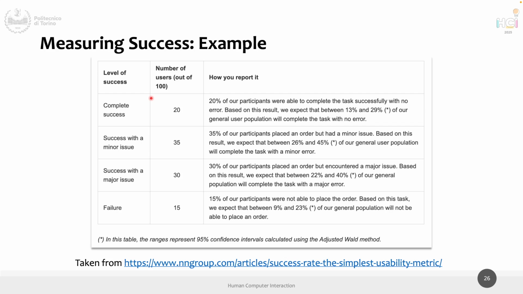And then here there is an example of the levels with some numbers and a distribution: complete success is 20 users, minor issue 35 users, major issue 30 users, and failure 15. In this case it was placing an order. So 20 participants out of 100 were able to complete the task with no error. 35% placed an order but had a minor issue like before, the size of the room. Major issue 30%, and 15% not able to place the order at all.